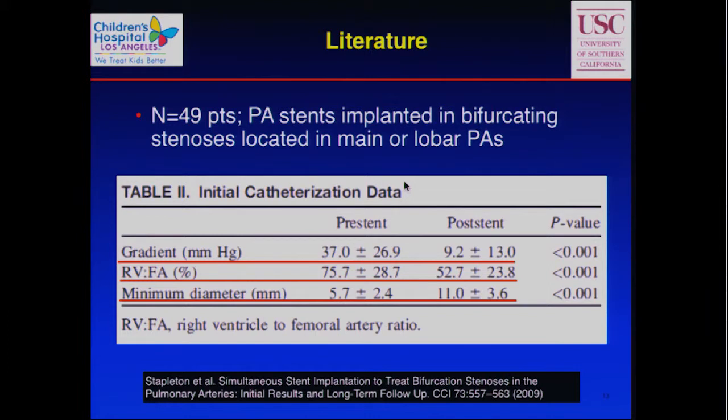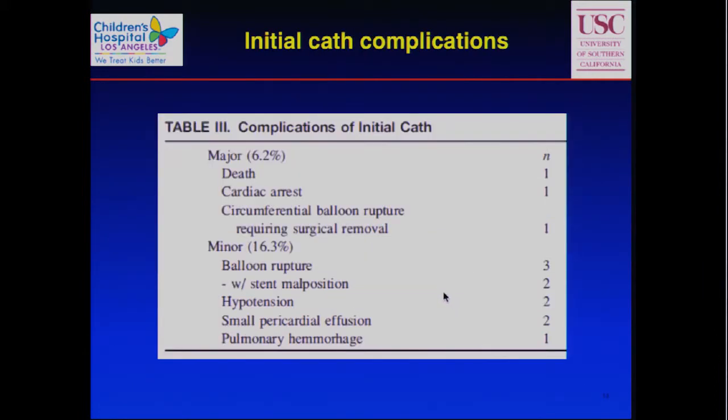49 patients. You see that the gradient went from 37 to 9. The RV to AO ratio dropped from three-quarters to about half systemic. The diameter more than doubled. Overall, the complications are quite low, even though it can be very complex, because it does involve positioning of two stents, two balloons going up at the same time.